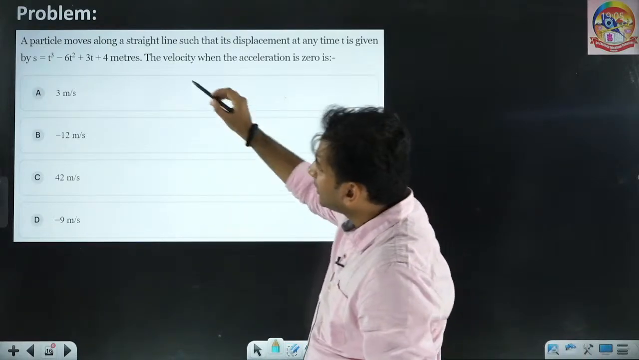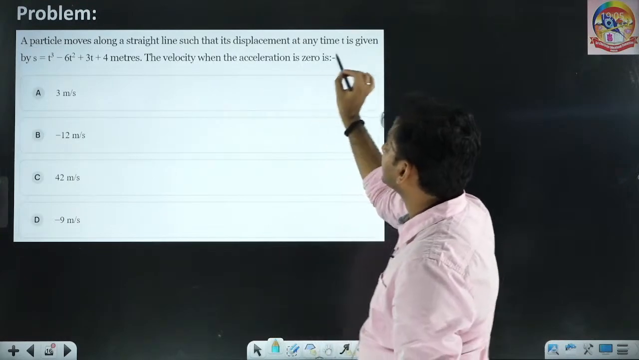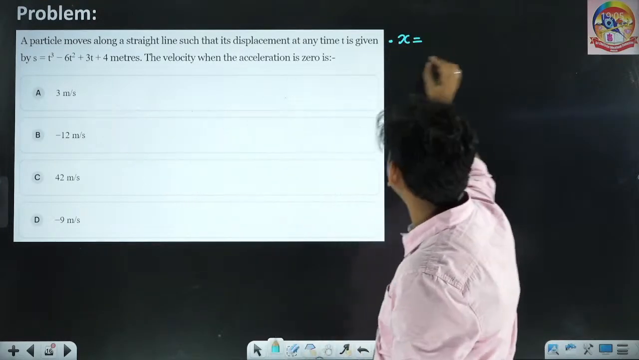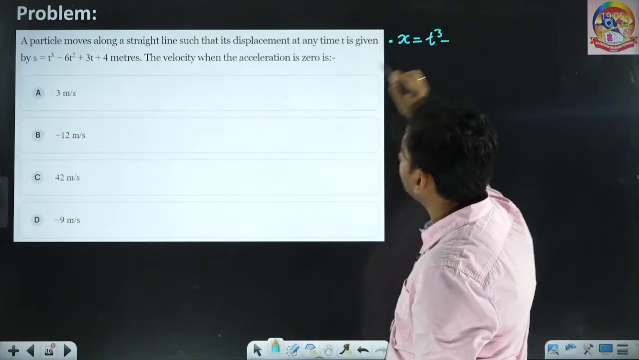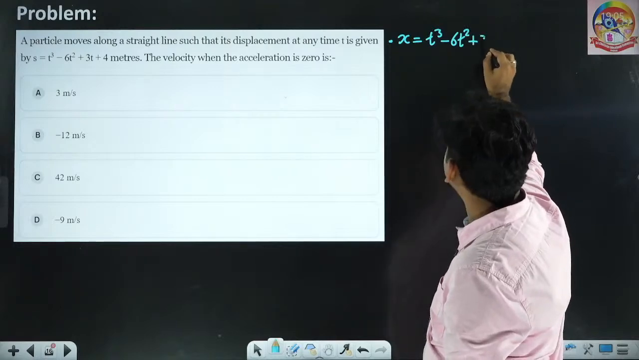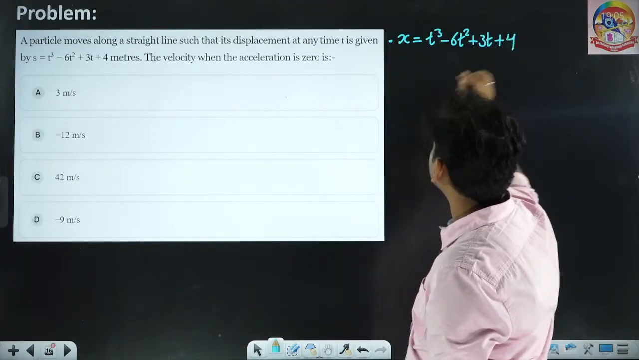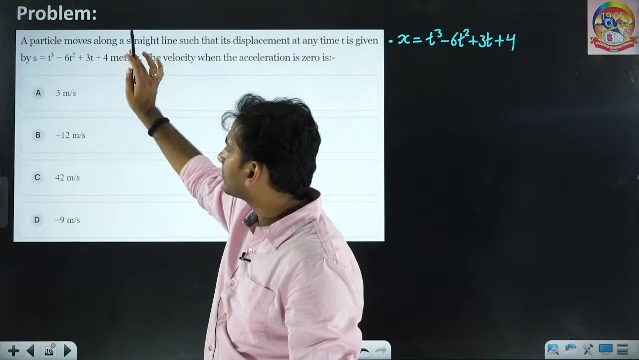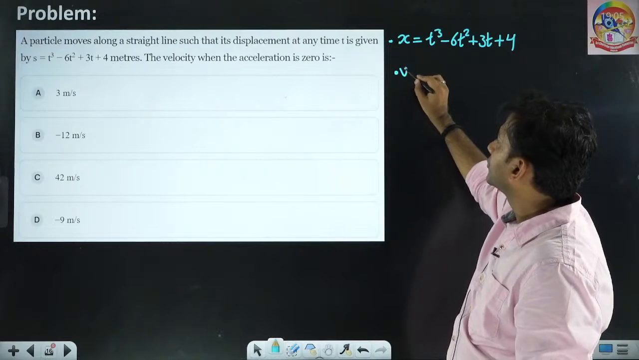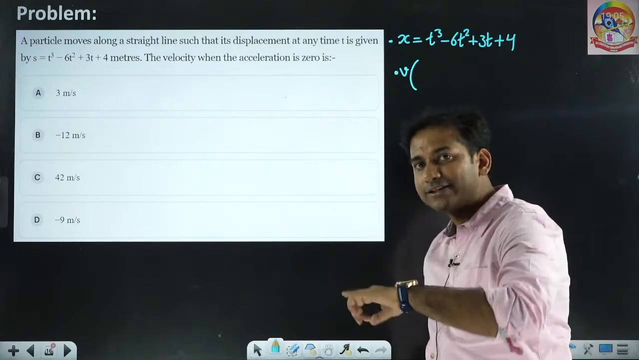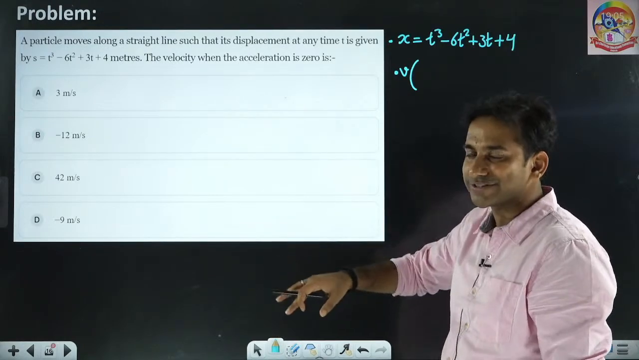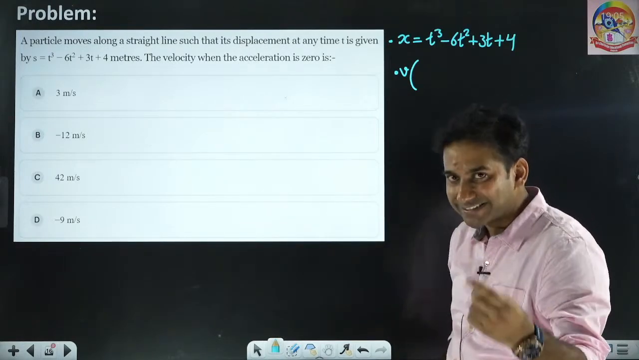The question is, a particle moves along a straight line such that its displacement x, or s you can say, is given as t cube minus 6t square plus 3t plus 4. They are asking the velocity when acceleration is 0. So last time they asked you acceleration or retardation when velocity was 0. Now the question is exactly opposite. Determine the velocity when acceleration is 0.